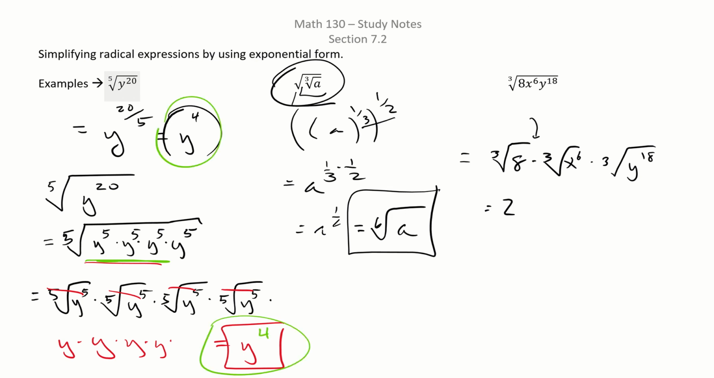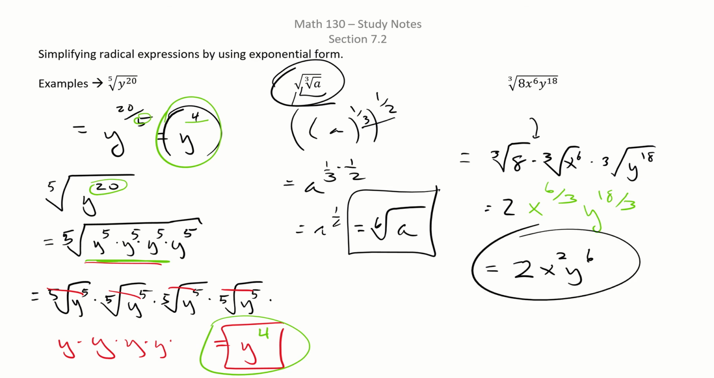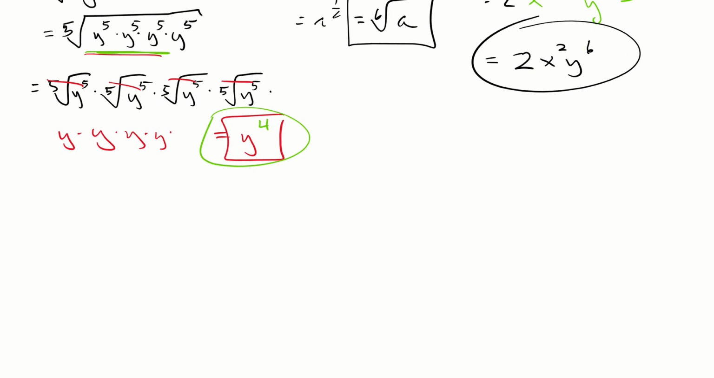So y to the 4th, y to the 4th. I didn't even notice that. But I wanted to show you this. 20, when divided by 5, gives you 4. That was the answer. So why don't we do that here? x to the 6 divided by 3, and then y to the 18 divided by 3. Nice that they divide, don't they? When they don't, well, that's next section. We get 2x squared y to the 6th, right? And that's that one. Okay, so it's an extremely useful thing to have these fraction powers to help us out.